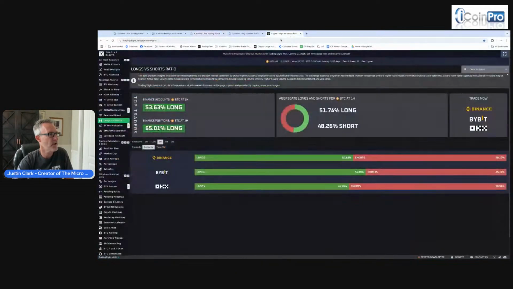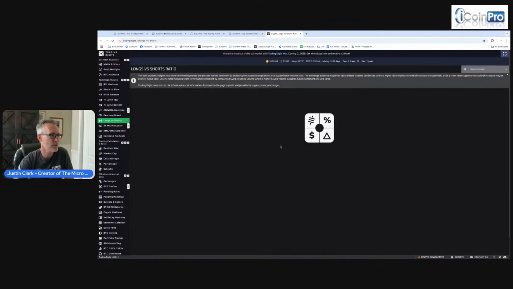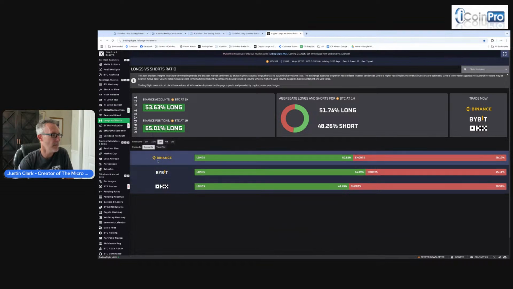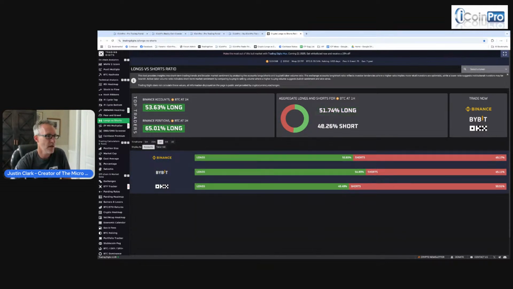All right, let's flip over and take a look at longs and shorts. Longs and shorts are pretty much dead even. So no real concern here until they get over 70%. A long is somebody who's betting Bitcoin's going up, and a short is somebody who's betting Bitcoin's going down. And they're usually done with leverage, which means that they're borrowing money and making very risky trades.